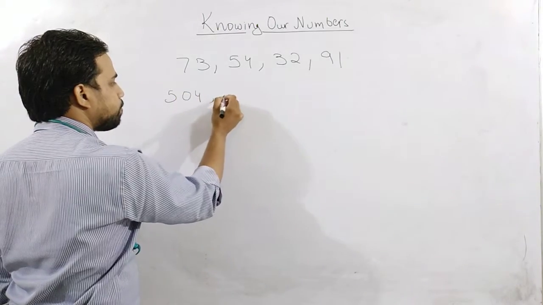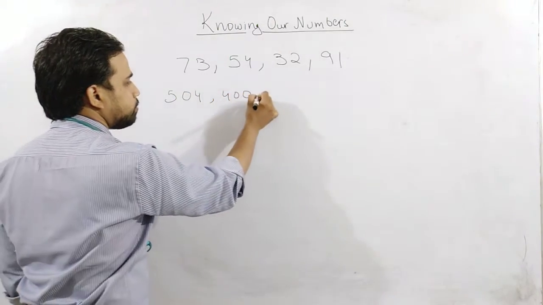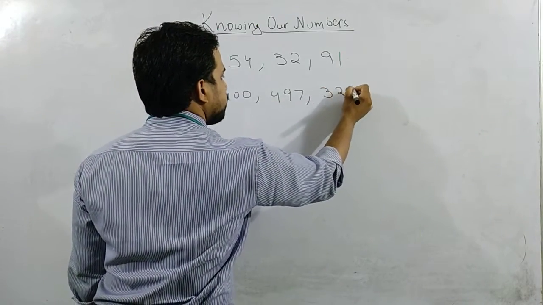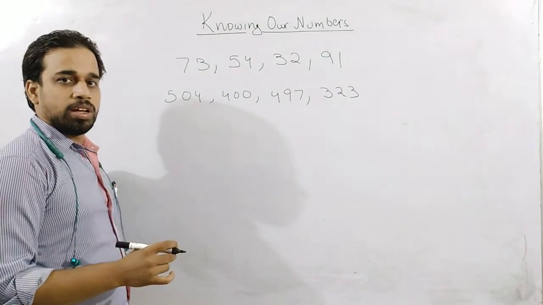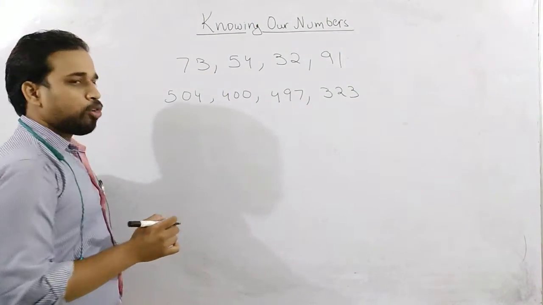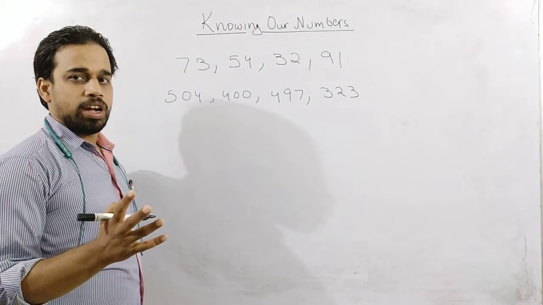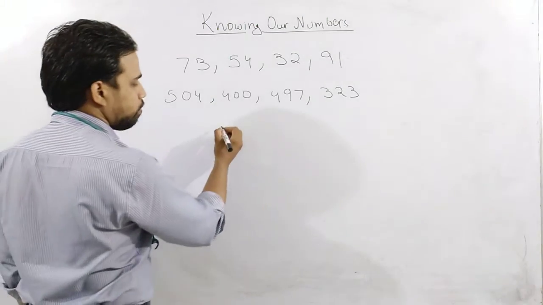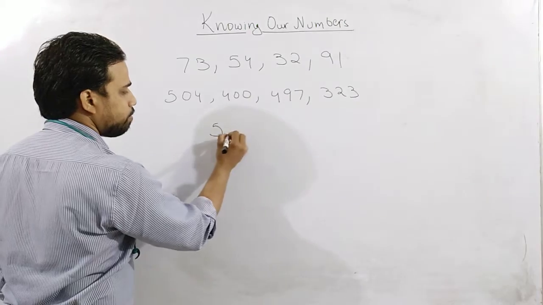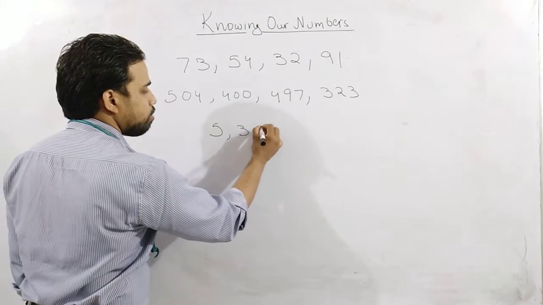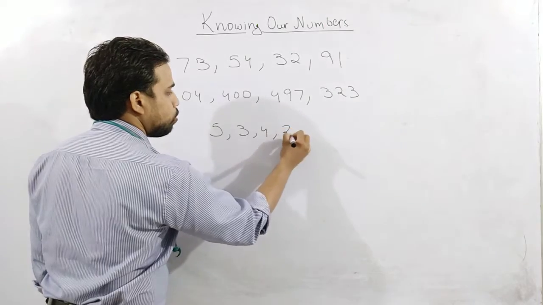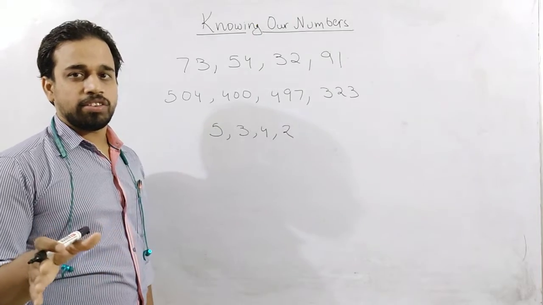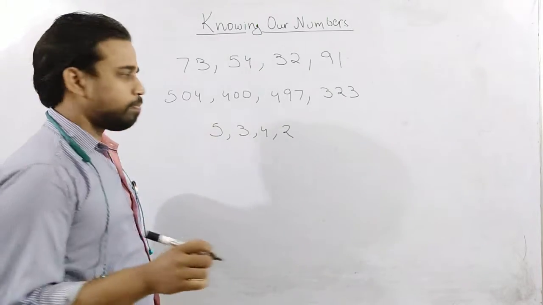The next question is 504, 400, 497 and 323. Now I am going to give you 4 digits and you have to make one greatest and one smallest from them. The 4-digit number is 5, 3, 4, 2. From this number, you have to make both the greatest and the smallest.